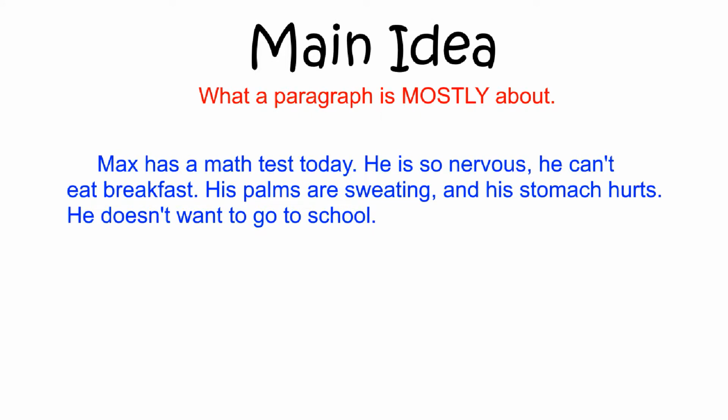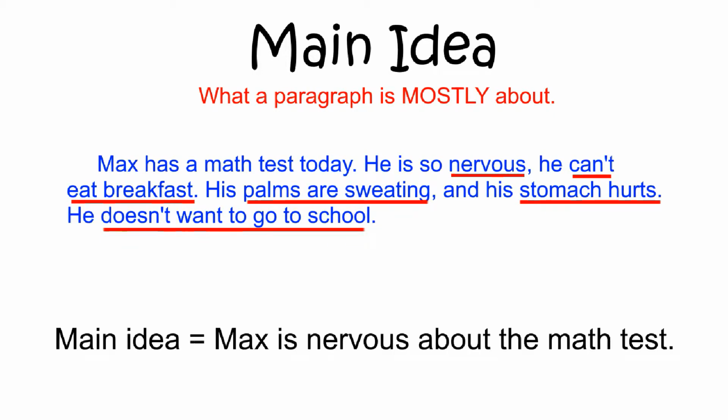As you first began reading, you probably thought the main idea was that Max had a math test. But as you read further, you should have noticed that the writer did not talk much about the math test. Instead, the writer used several details to help you understand what the main point was. The main idea of this paragraph is that Max is nervous about his math test, because most of the paragraph is telling about his nervousness.